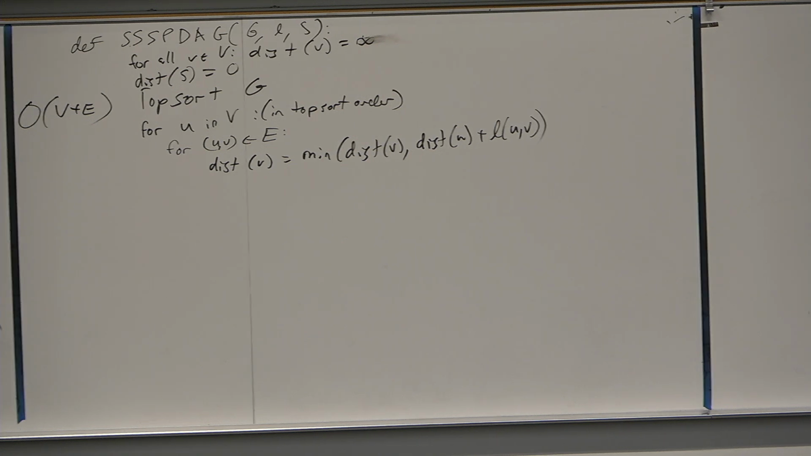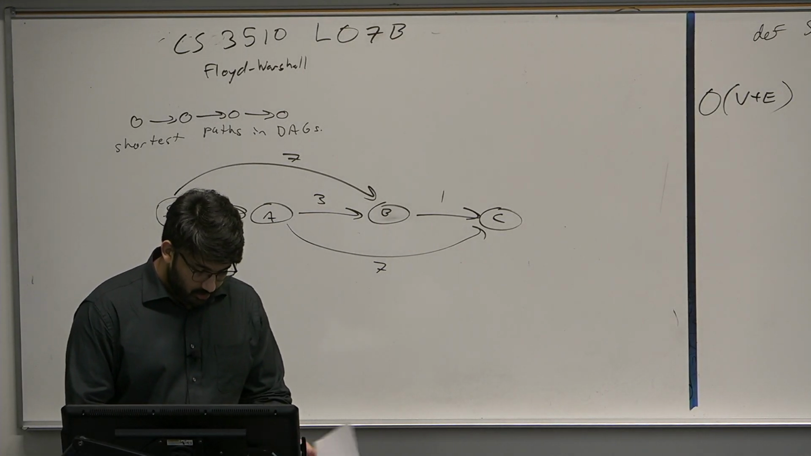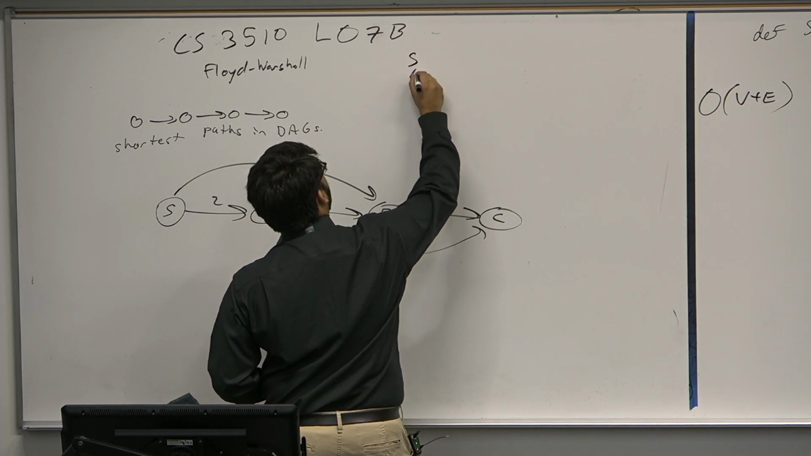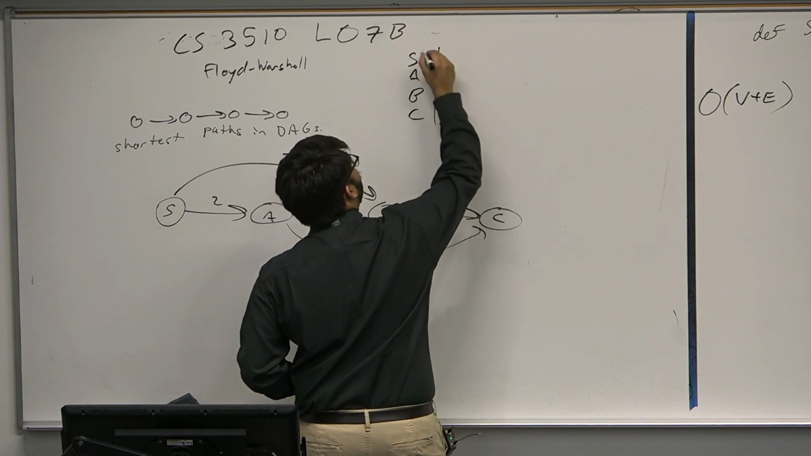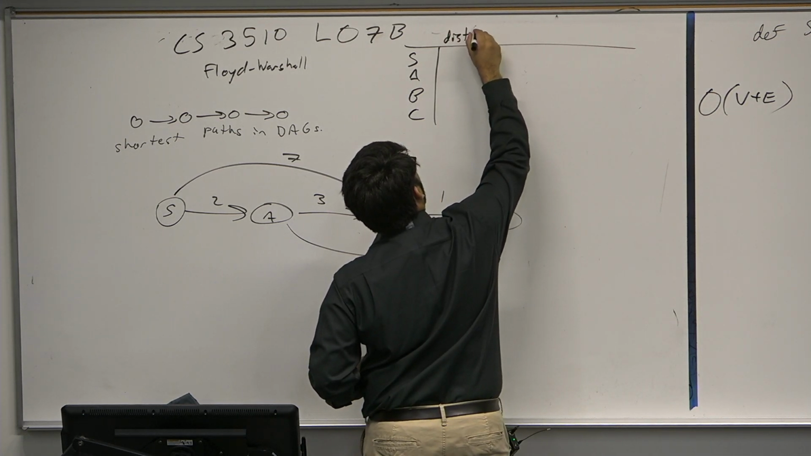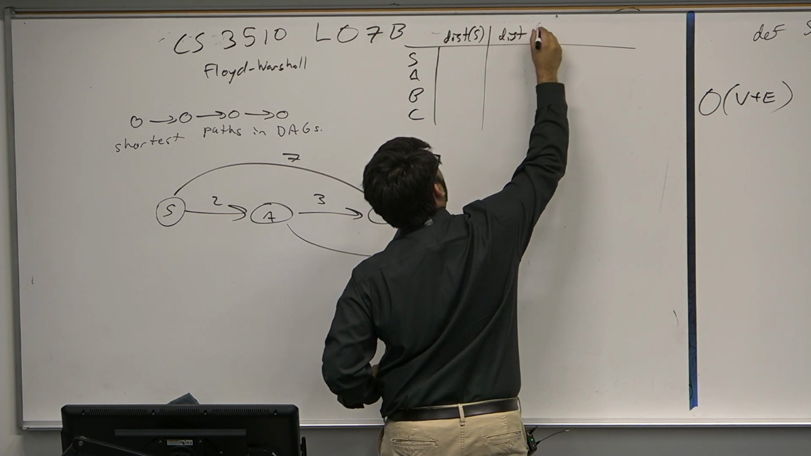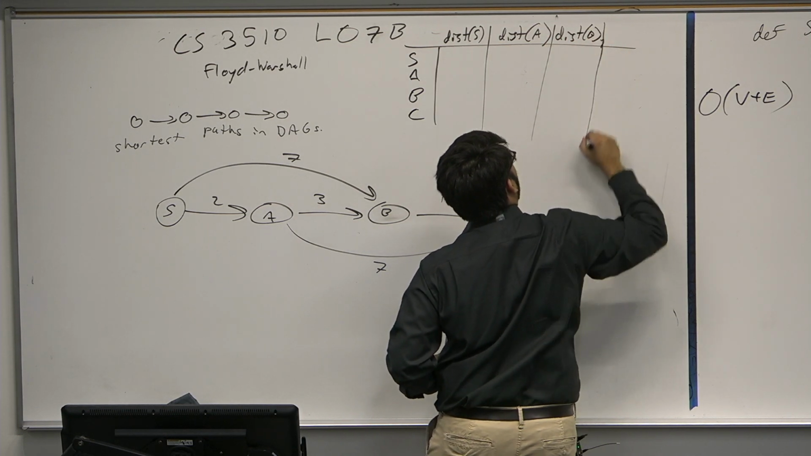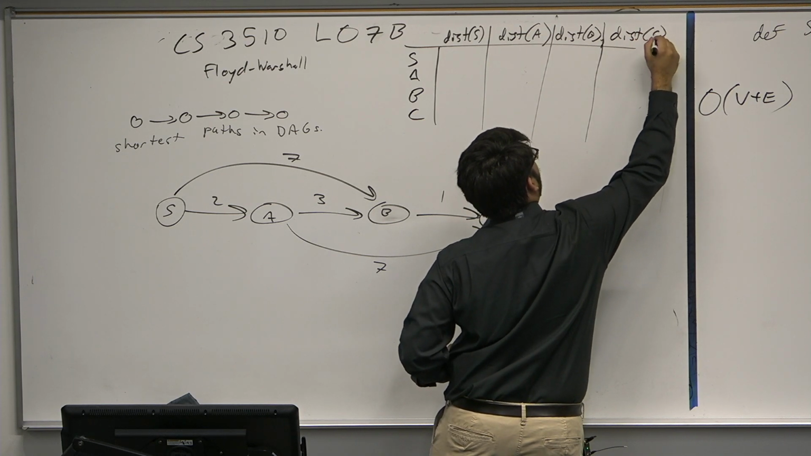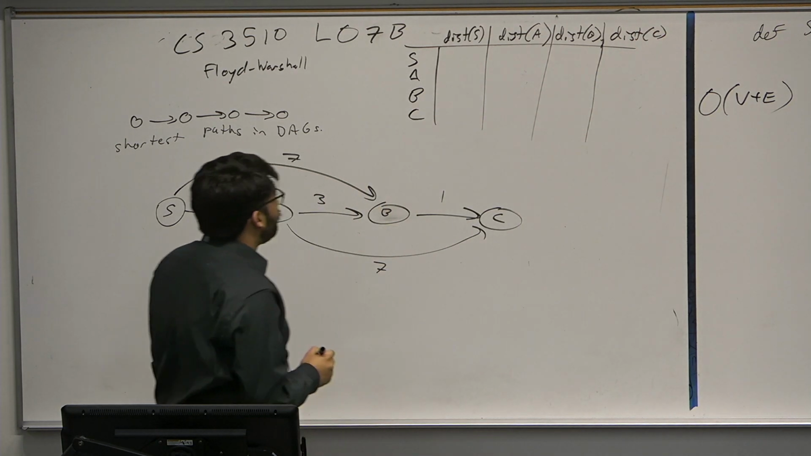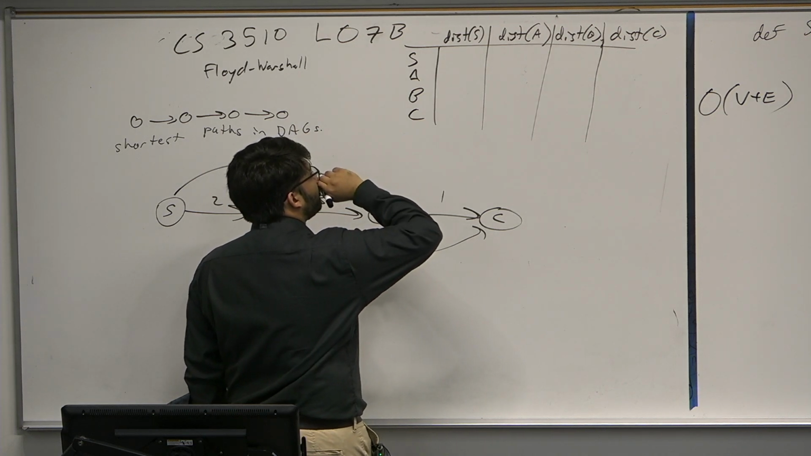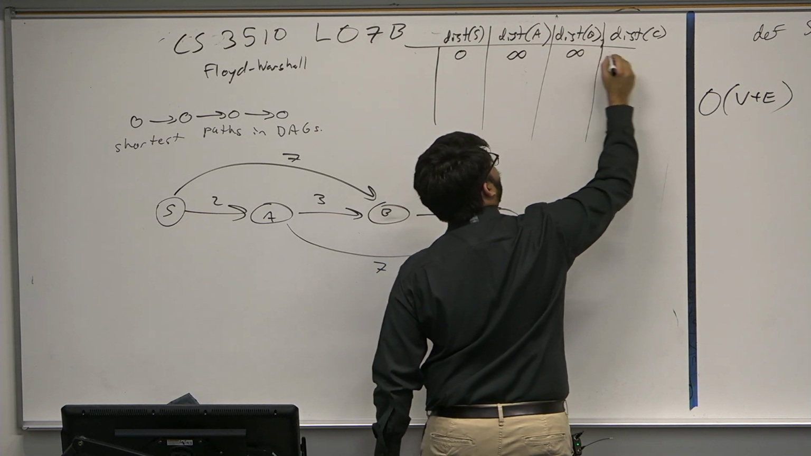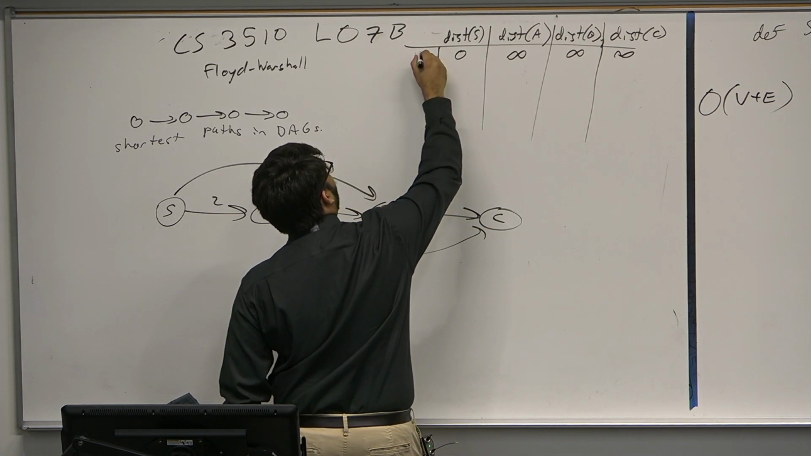Let's run it quickly on this graph. We're going to look at the vertices in order S, A, B, C, and as we do so, the dist values are going to update. At initialization, S is going to be 0, and this is going to be infinity, infinity, infinity. That's the start.